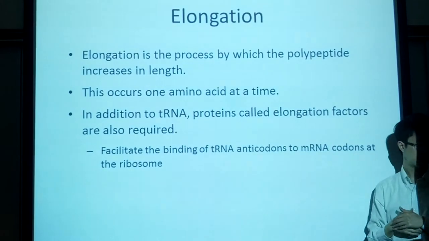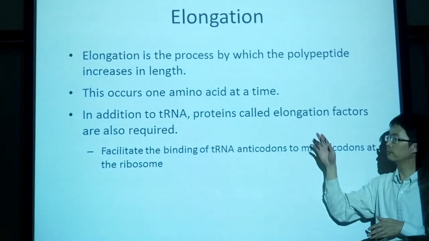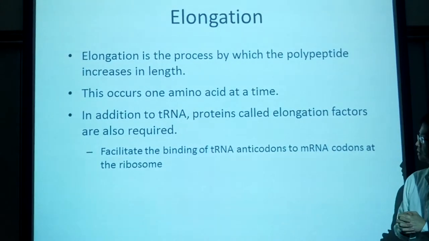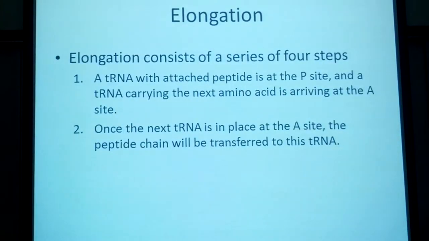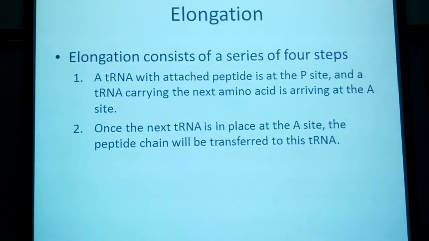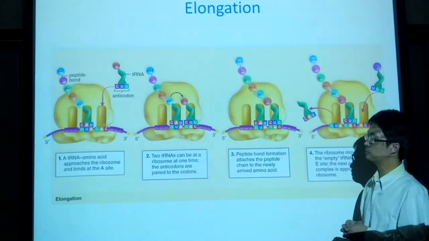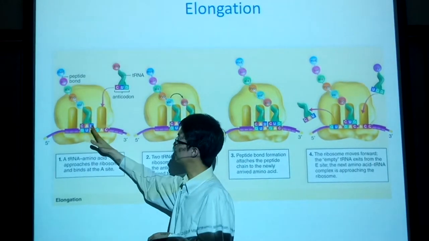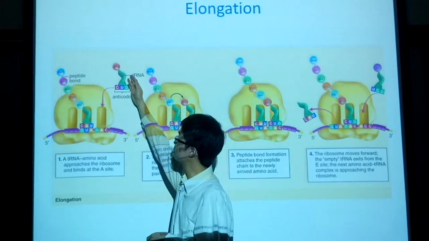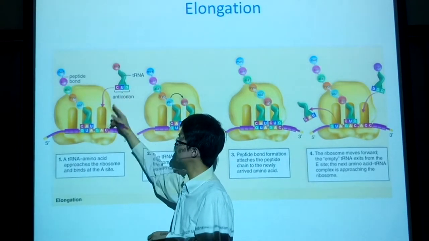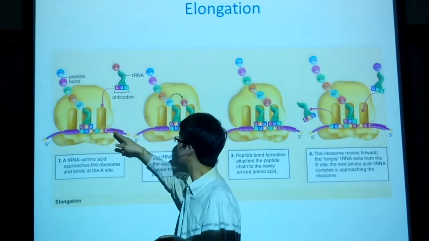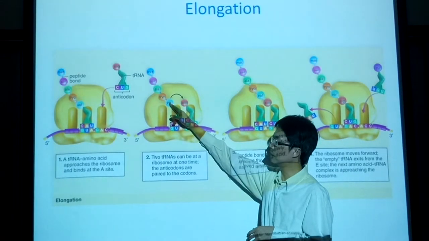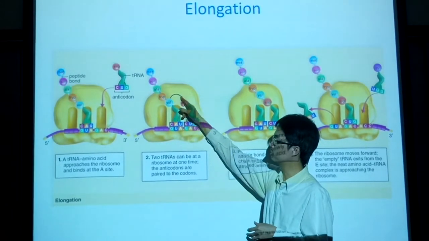Then elongation occurs. It occurs one amino acid at a time. So let's take a look. So remember the start codon. The start codon, methionine, starts at the P site here, and after this, the next transfer RNA carries the next amino acid, and the next anticodon will go to the A site. After this, the methionine will be transferred to here.